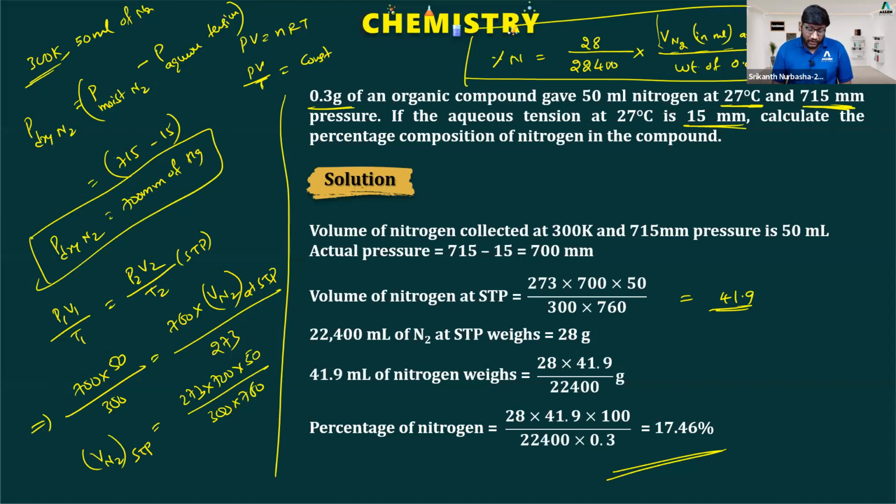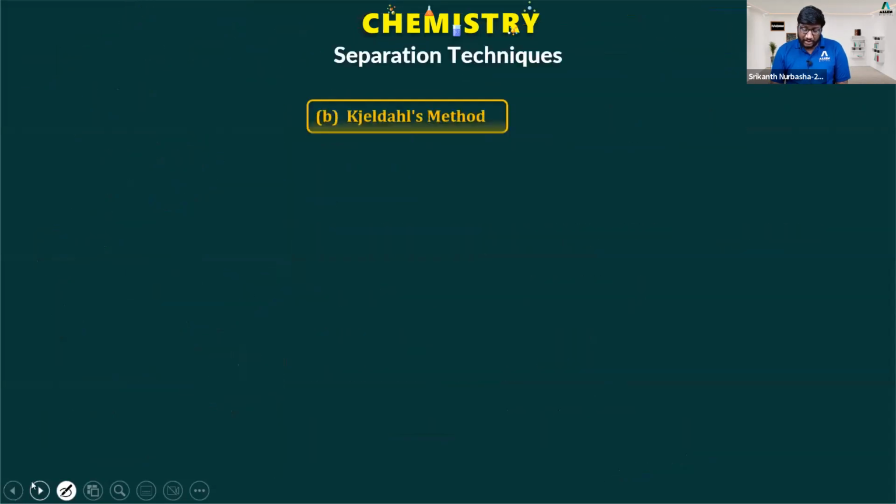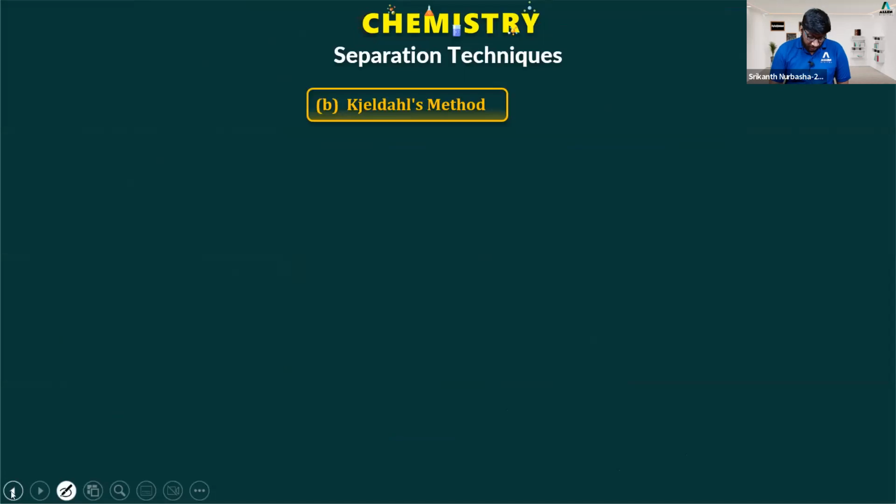Is that clear, students? Yes, sir. Is everything clear? This is the first way to estimate the percentage of nitrogen present in that particular organic compound. The next way is Kjeldahl's method. We'll discuss that tomorrow, because the discussion takes time.